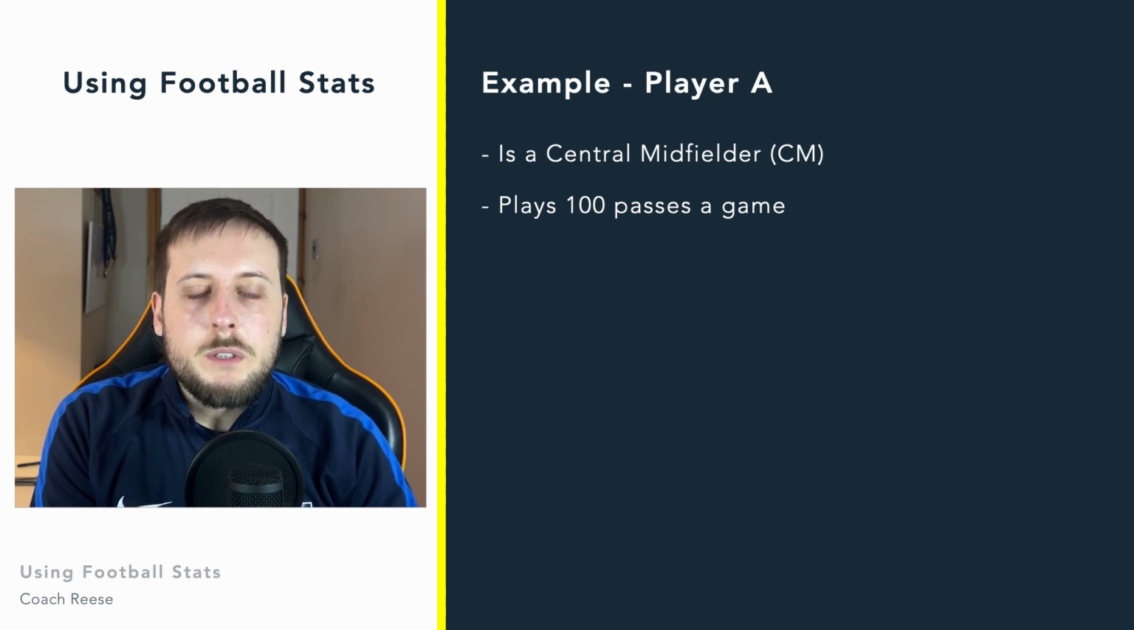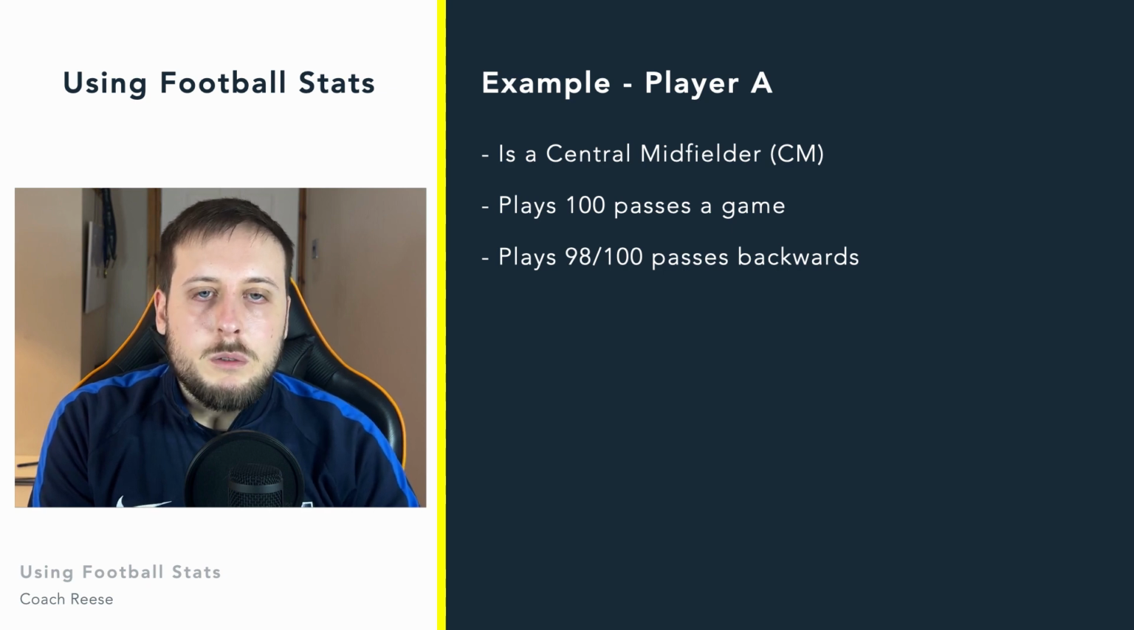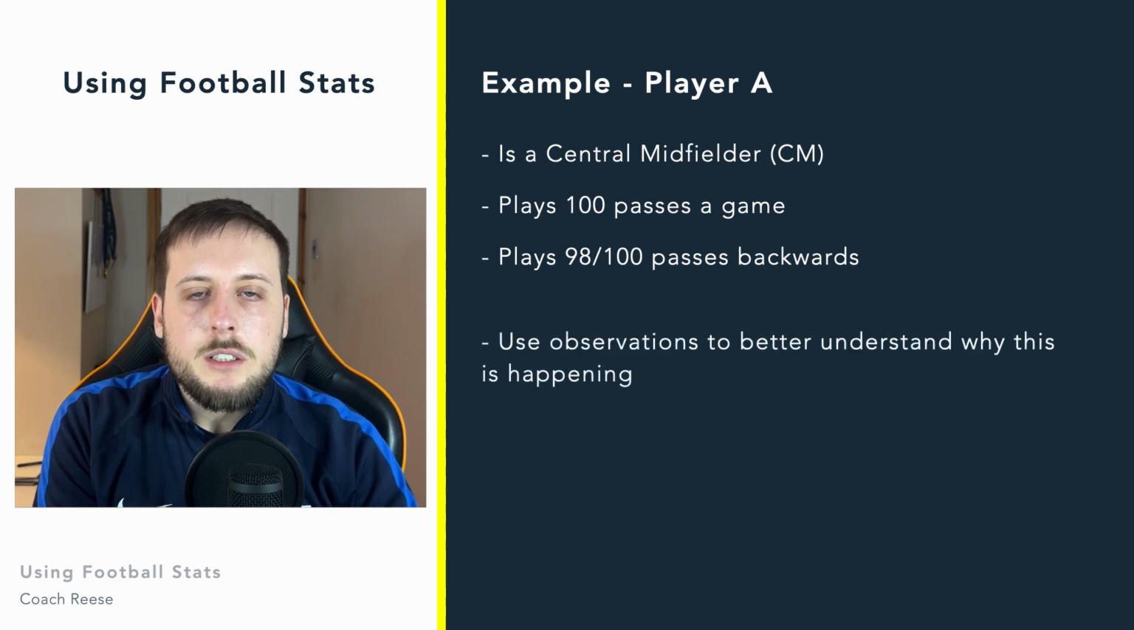When we look further into that stat and we look at all the information we've got available, we notice that actually player A is playing 98 passes backwards, which means only 2 out of the 100 that they play are being progressive. Now we've got a stat there that doesn't sound quite as good. So now we need to observe player A during a game and try and understand why 98 passes are going backwards and only 2 are going forward.